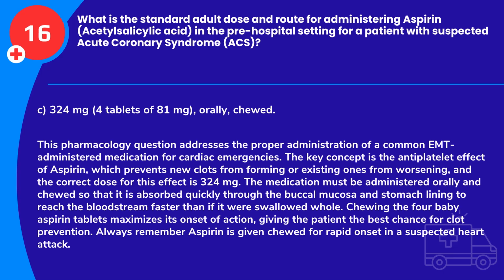This pharmacology question addresses the proper administration of a common EMT-administered medication for cardiac emergencies. The key concept is the antiplatelet effect of aspirin, which prevents new clots from forming or existing ones from worsening, and the correct dose for this effect is 324 milligrams. The medication must be administered orally and chewed so that it is absorbed quickly through the buccal mucosa and stomach lining to reach the bloodstream faster than if it were swallowed whole. Chewing the 4 baby aspirin tablets maximizes its onset of action, giving the patient the best chance for clot prevention. Always remember aspirin is given chewed for rapid onset in a suspected heart attack.